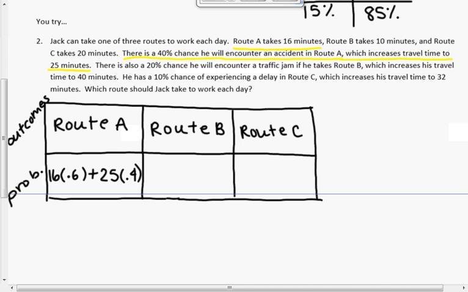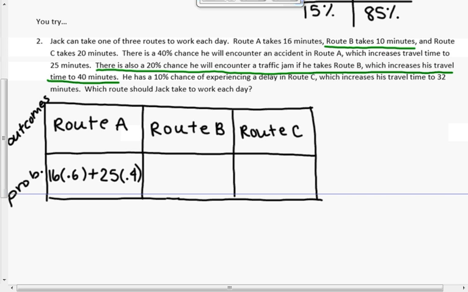So I'll erase everything I've got underlined about Route A. Pick a new color. Route B typically takes 10 minutes. Okay. There's a 20% chance that so-and-so will encounter an accident on Route B, which would increase his travel time to 40 minutes. That's a pretty big difference, going from 10 minutes to 40 minutes.